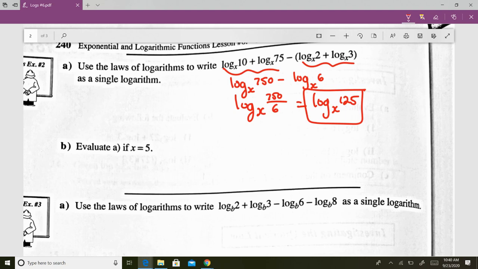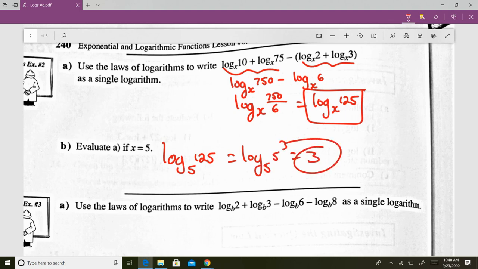Okay, evaluate if x is equal to 5. So somebody already said it, 3. If I put a 5 in there, I know that 125 is 5 cubed. So you know it's 3.